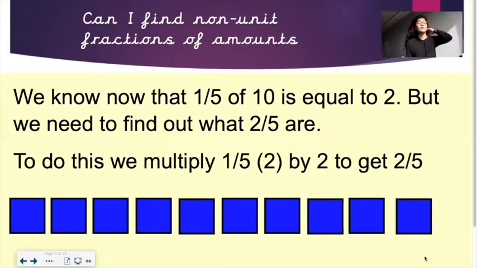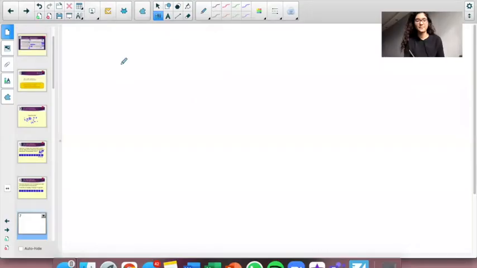Now we know that 1/5 of 10 is equal to 2, but we need to find out what 2/5 of 10 is equal to. To do this, we multiply by 2. So the rule when finding fractions of numbers is as follows. Let me create a spare sheet of paper to write it down for you. I'll write it here.